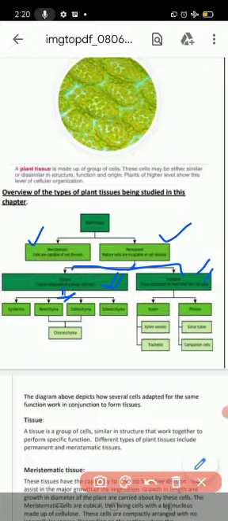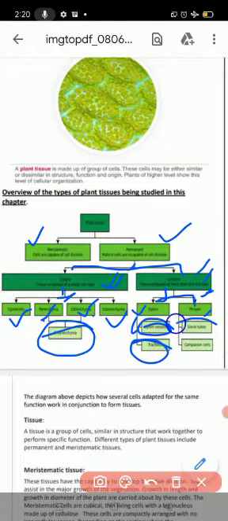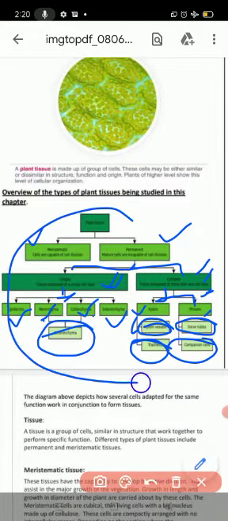The categories are epidermis, parenchyma, chlorenchyma, and sclerenchyma. In the case of complex tissue, it is divided into two forms: xylem and phloem. Xylem has xylem vessels and tracheids, but phloem has sieve tubules and companion cells. That is the overview of plant tissues.